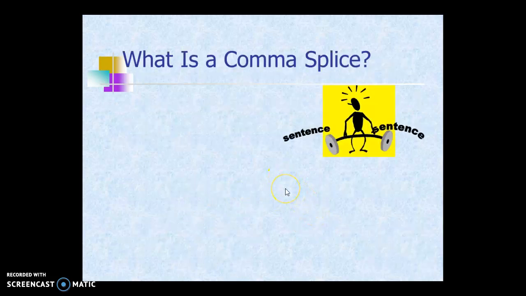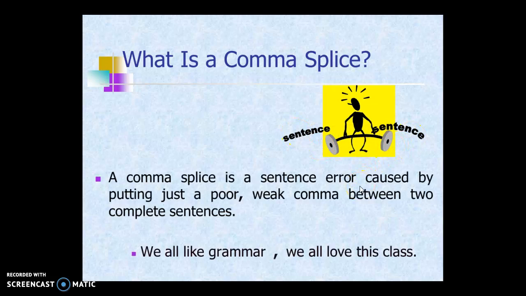What is a comma splice? Well, in a comma splice, we have a very similar mistake. You have 2 sentences or 2 independent clauses, but what happened there? This mistake is caused by putting just a poor, weak comma between 2 complete sentences. You see what I mean? Imagine this one is an independent clause, and this one is another independent clause. So what joins the 2 independent clauses is just a comma. Can we actually separate 2 ideas with only a comma? Take a look at the example. We all like grammar, we all love this class. It's a typical mistake we students make. So this little drawing represents the weak punctuation mark we have used, which is a comma. And a comma cannot hold 2 independent clauses together.